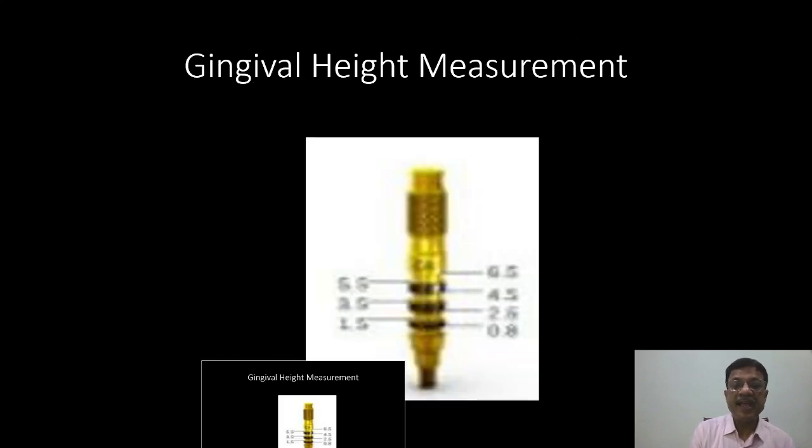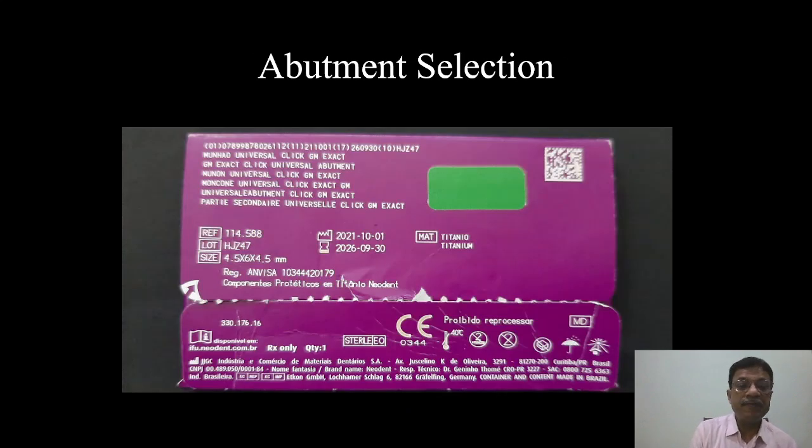This is a gingival height measurement. This is needed to select the appropriate abutment for this implant so that we get a good emergence profile. After measuring the gingival height, we select an abutment which has 4.5 millimeter gingival height. 6 millimeter is the height of the abutment, which can be modified if required, and 4.5 millimeter is the diameter of the abutment.